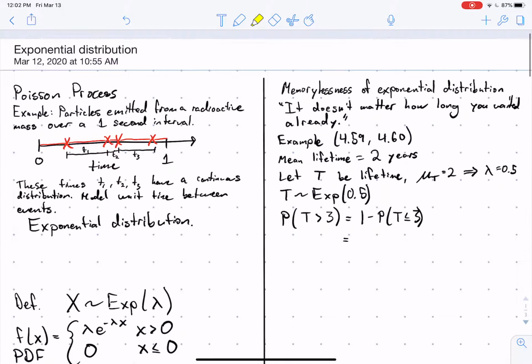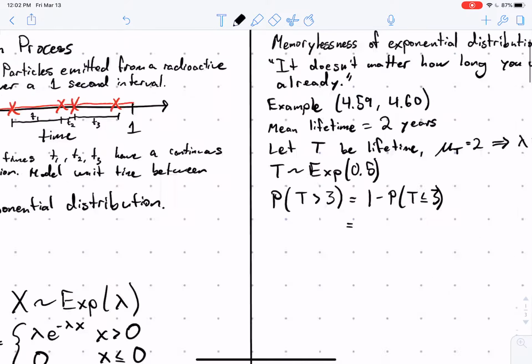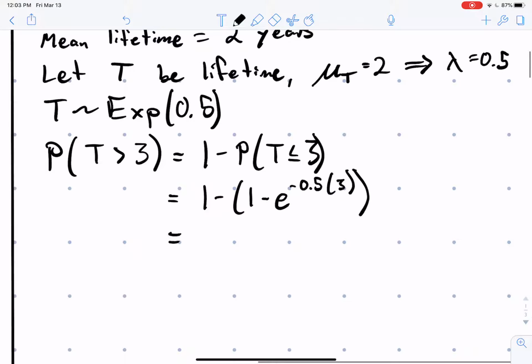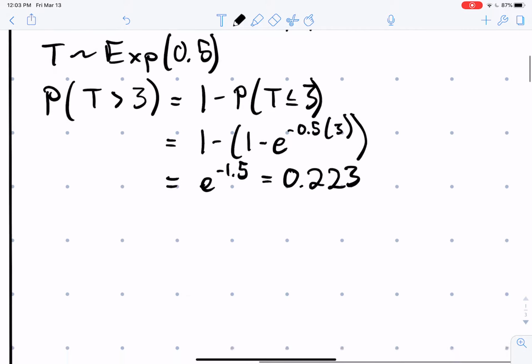1 minus e to the negative lambda x. So to solve this, we have 1 minus, plugging in our CDF, 1 minus e to the negative lambda, 0.5 times 3. The ones go away. We're left with e to the negative 1.5. Evaluating this, it's equal to 0.223. Okay, so that's just one calculation.